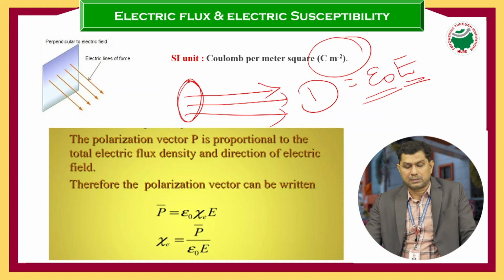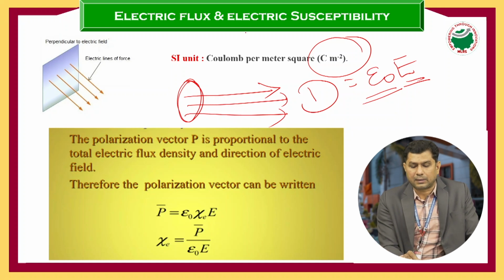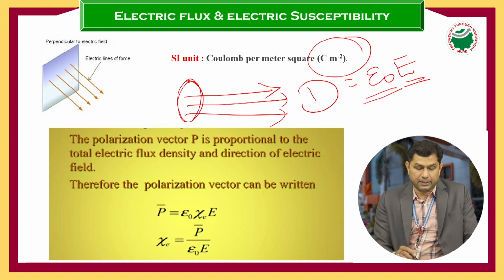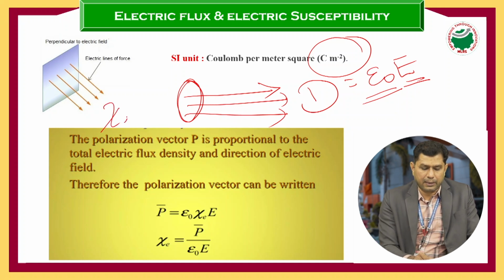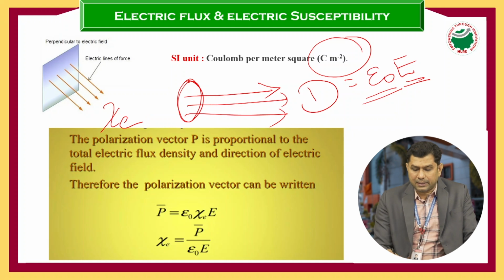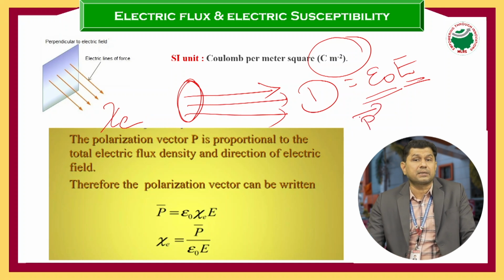Coulomb per meter square is nothing but electric flux units. After electric flux, we will focus on the electric susceptibility definition. Electric susceptibility is denoted by the symbol chi e. The polarization vector. What is the polarization vector? Dipole moment per unit volume.